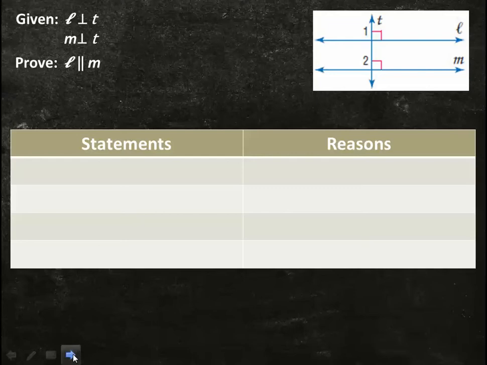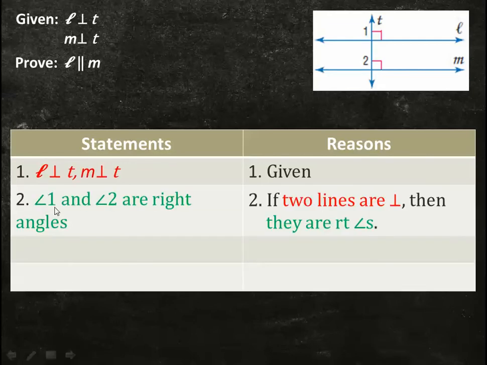So the first thing we always write down is our given, that L is perpendicular to T and M is perpendicular to T. And next, we're going to write down that angle 1 and angle 2 are right angles. This is basically given to us up here in the drawing, but we need to go ahead and state it because it helps us prove that line L is parallel to line M without any loopholes.